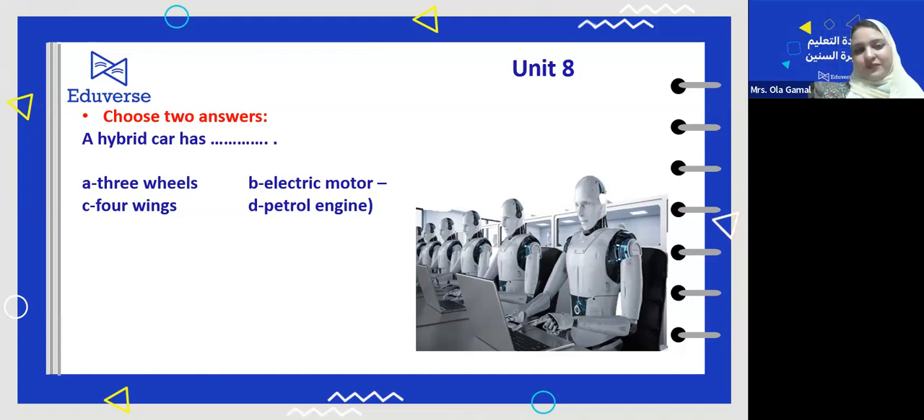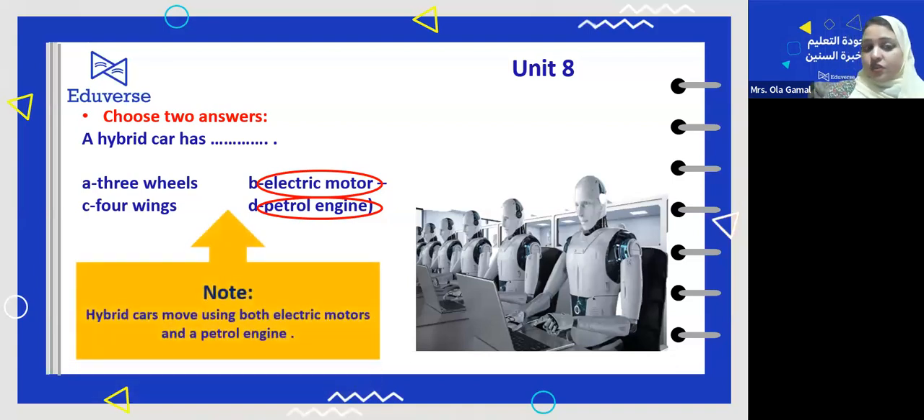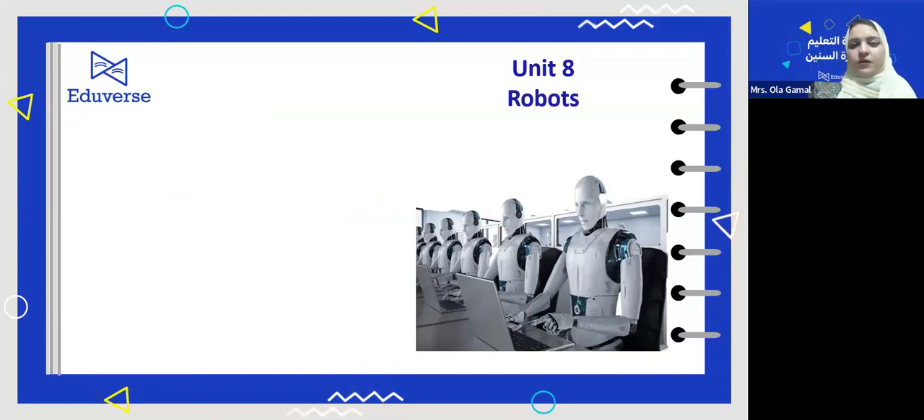A hybrid car has what? Three wheels, electric motor, four wings, petrol engine. So what are the two correct answers? Yes, excellent. We have electric motor and petrol engine. As we know, the hybrid car is a high technological car which can move with an electric motor and also a petrol engine. So it can move using both, not just one of them, not like the ordinary car.